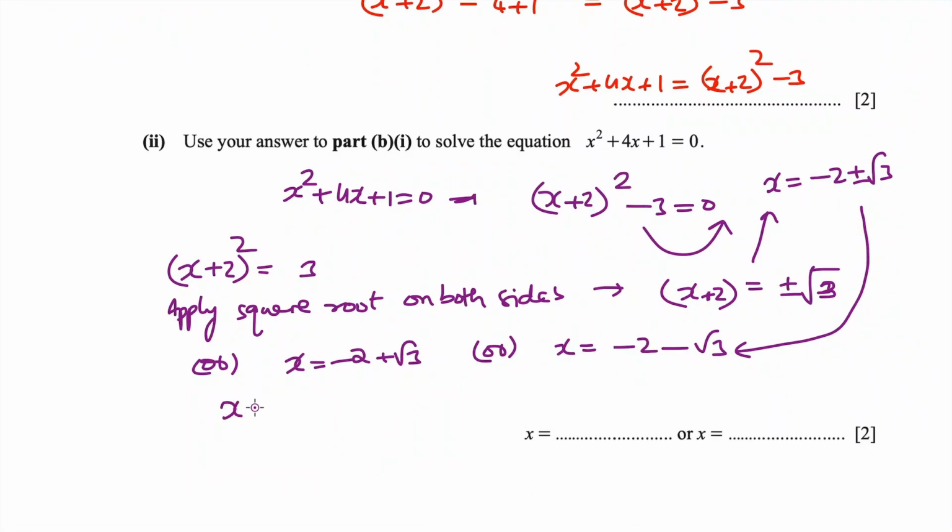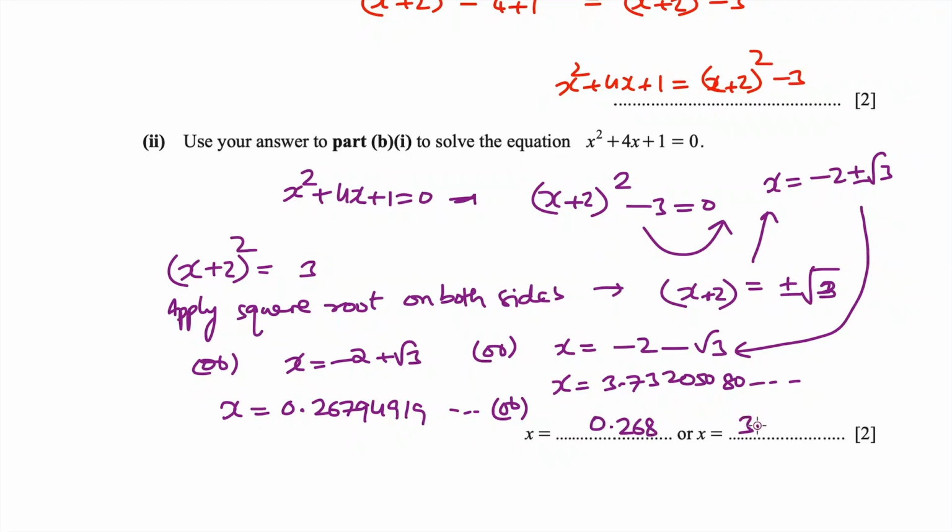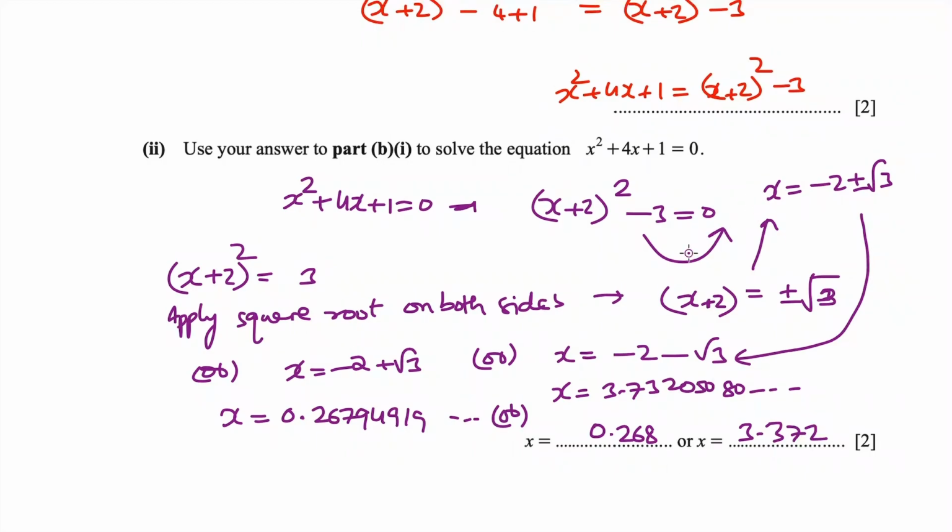So minus 2 plus square root of 3 is 0.2679491 and so on. Or minus 2 minus root 3 is 3.73205080 and so on. These are the two values. So if I cut it off to 3 decimal places, I can write x is equal to minus 0.268 or x is equal to minus 3.732. These are the two answers, right? This is how you solve a quadratic equation.